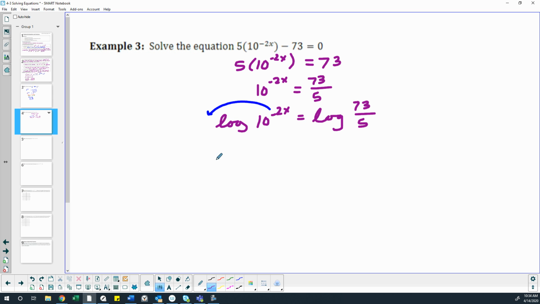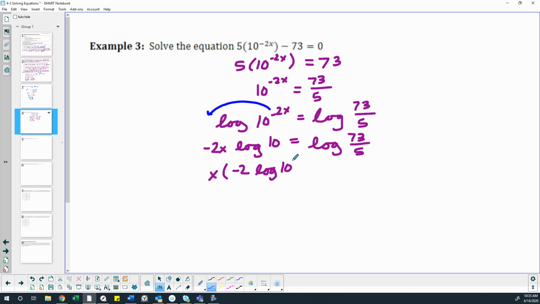So that will give us negative 2x log 10 equals log 73 over 5. Then I'm going to separate this so you can see it a little better. If this is negative 2 times x times the log of 10, we can rewrite that as x times negative 2 times the log of 10.